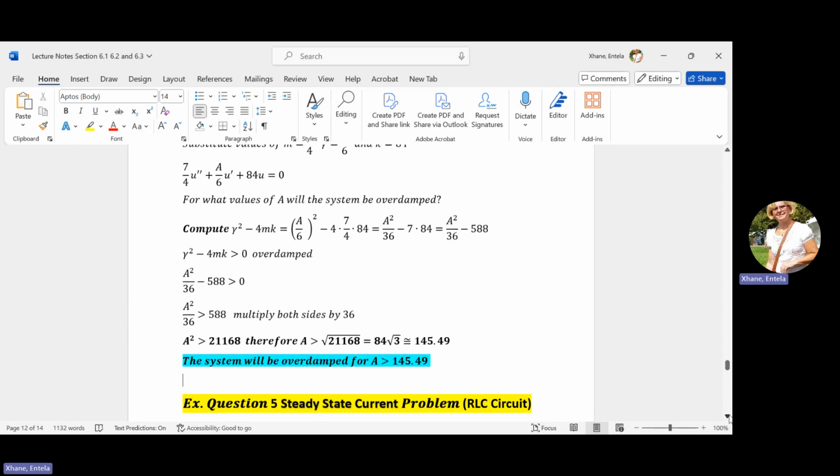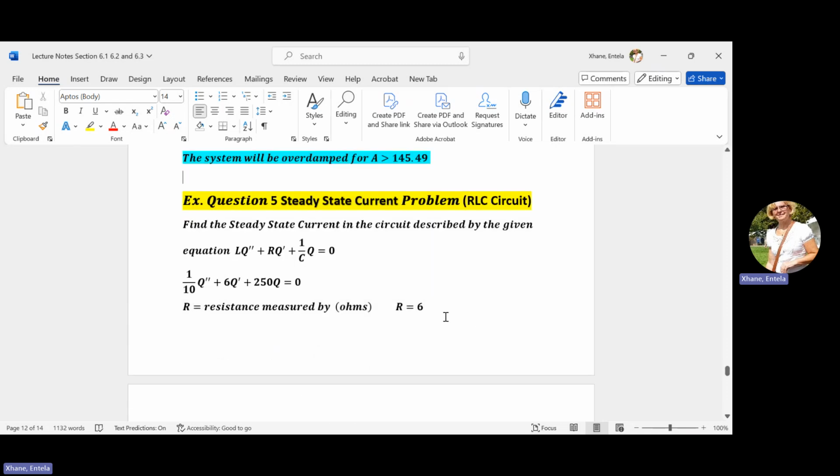And finally, our last application has to do with the RLC system, circuit system, known as the steady state current applications. Again, we are focusing on a homogeneous case. The general equation for the steady state current in a circuit of the form RLC, and then I'll go over what the initials stand for, is given as L Q double prime plus RQ prime plus 1 over CQ equals 0.